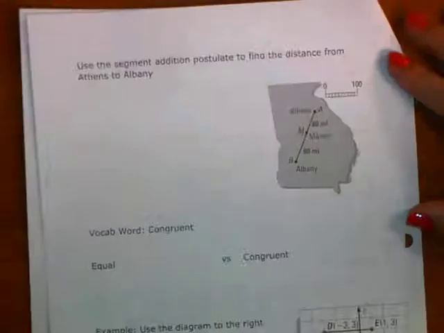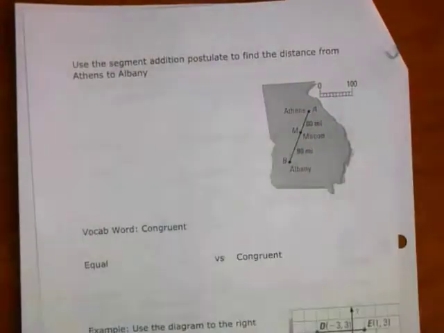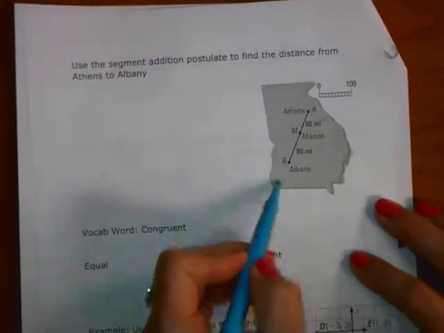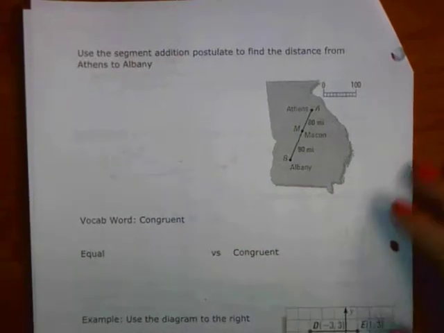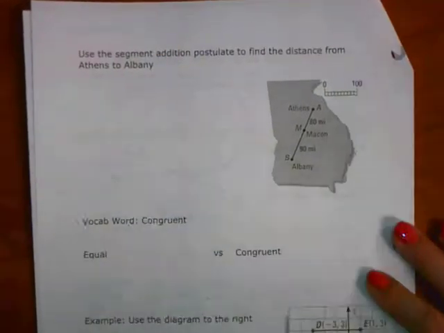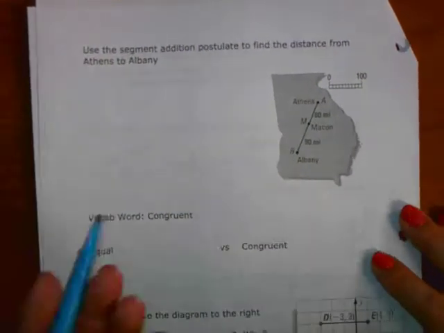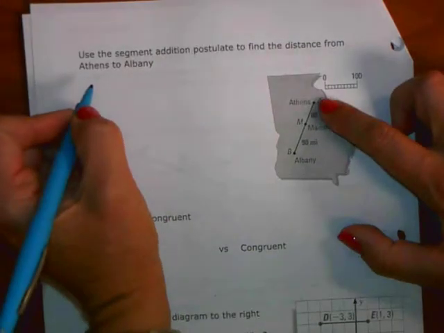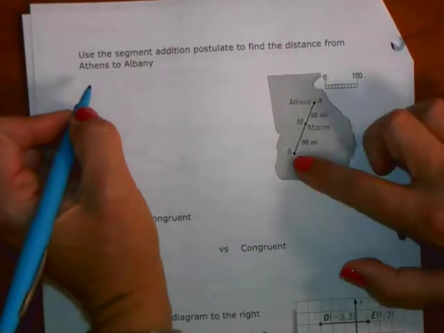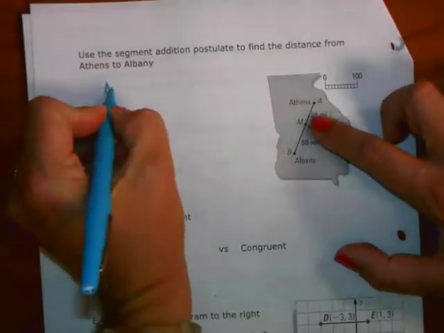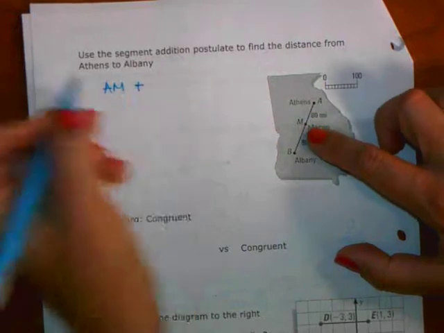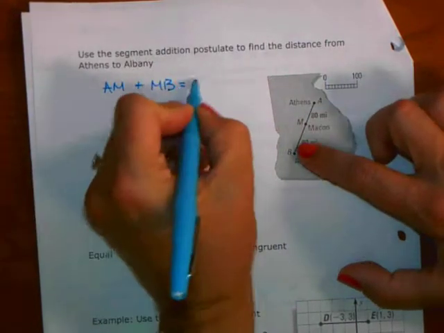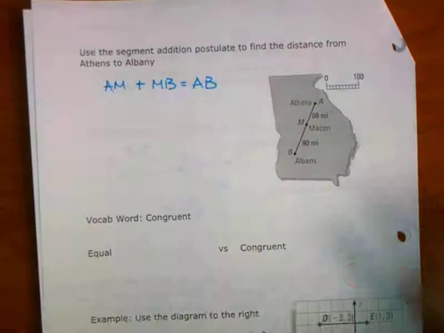All right, use the segment addition postulate. It means we're going to add two segments together. That's what that means, to find the distance from Athens to Albany. We're talking Georgia here, apparently. All right, so I'm going to write it out because that's what we're doing today. I have to find the distance between Athens and Albany. That means I'm going to add AM plus MB, and that's going to equal the whole thing AB.